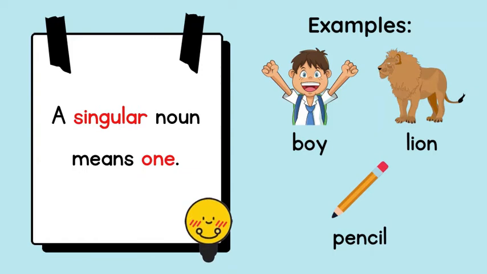A singular noun means one. Look at the examples. Can you count how many boys there are? One boy. How about the lion? Yes, one lion. And the pencil? One pencil as well. So all of these are only one. So we say it is singular.